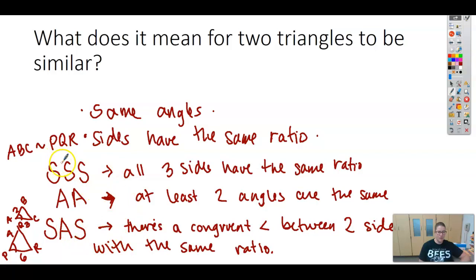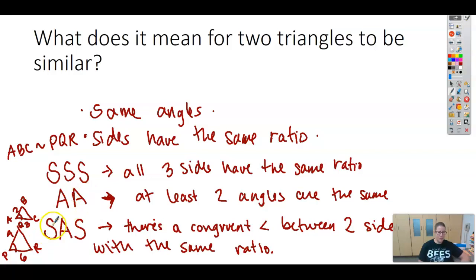Okay, we would have to either know that all three sides have the same ratio, or two angles are congruent, because if two angles are congruent, then all three have to be congruent automatically, right? Because the three angles in a triangle add up to 180. So if I know at least two of them and that they're the same, then I know that third angle will be the same.